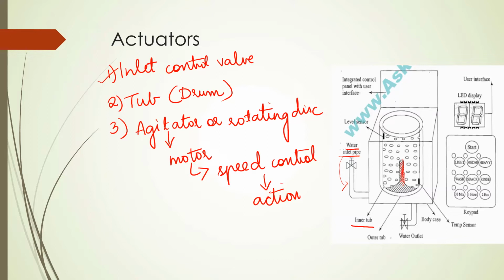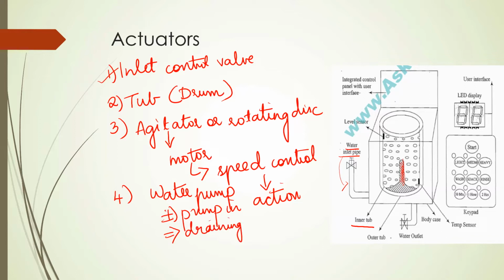Now the fourth actuator is your water pump. The water pump is used for two things. One is for pumping water into the washing machine, and the second one is for draining the water out of your machine. So these are the various actuators. I will repeat all this once more.